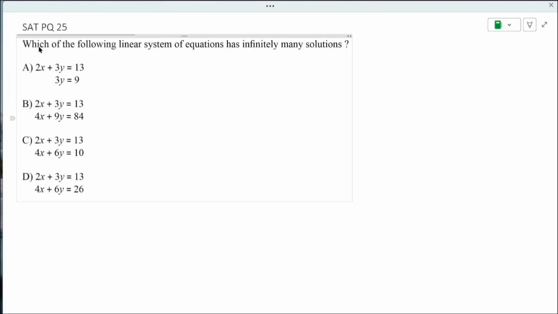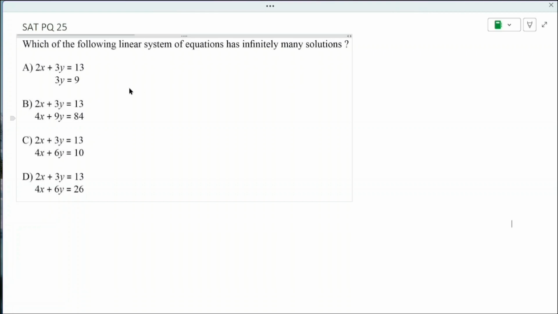Question 25. Which of these following linear system of equations has infinitely many solutions? This question is not hard. It's actually very simple, but you have to be able to pick out the key statement. It's a system of equations, also called simultaneous equations. But in this case, it has infinitely many solutions. This differentiates it from the previous ones we've been solving.